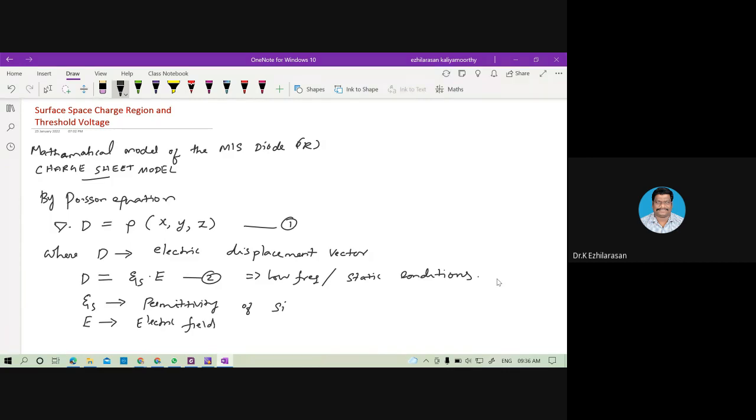Then the capital E is nothing but the electric field vector. Then rho of x y z is nothing but the total electric charge density.